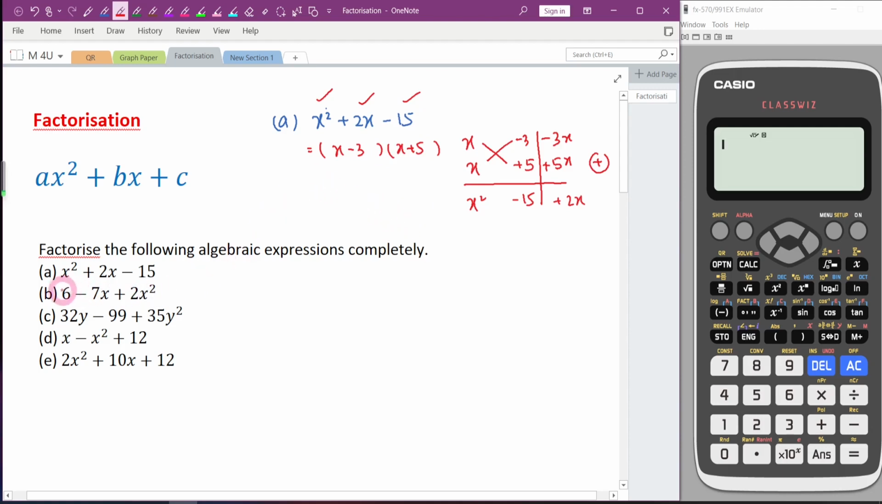Okay, now let's try part B. Let me copy the question first. 6 minus 7x plus 2x squared. So you will notice that this is different from this, right? I'm going to rearrange the terms here to this form first.